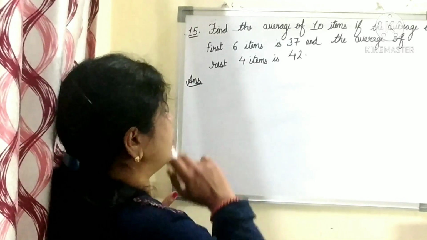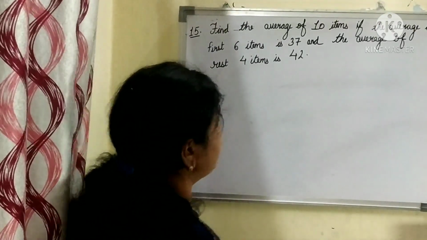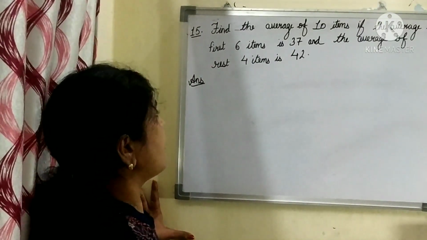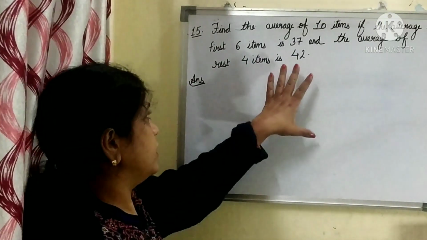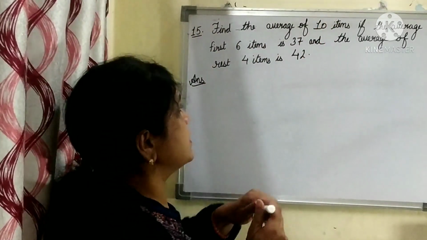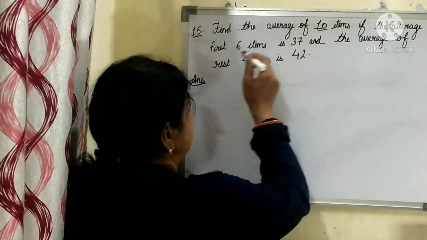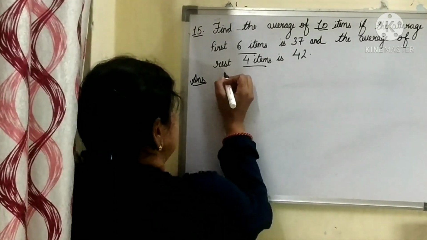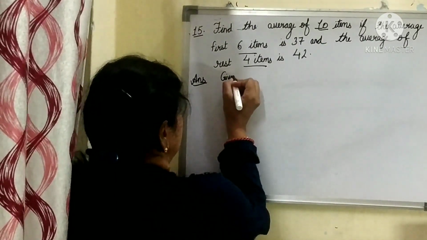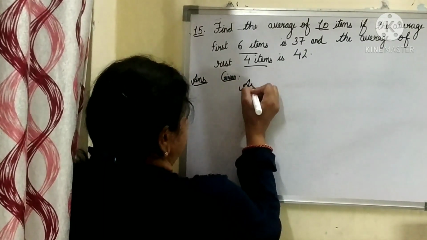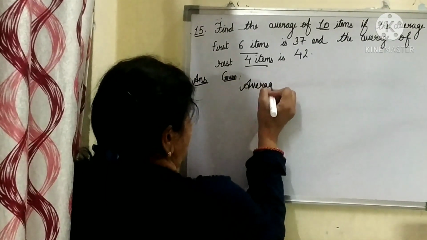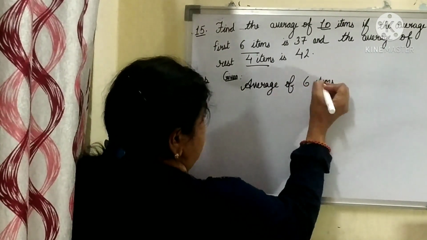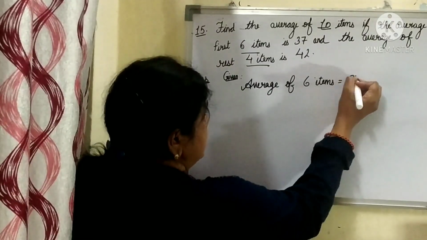Now next let us solve question number 15. Find the average of 10 items if the average of the first 6 items is 37 and the average of the remaining 4 items is 42. We have to find the average of 10 items, and the average of 6 items is given and the average of 4 items is given. Okay. Now let us write what is given. Average of 6 items is equal to 37.